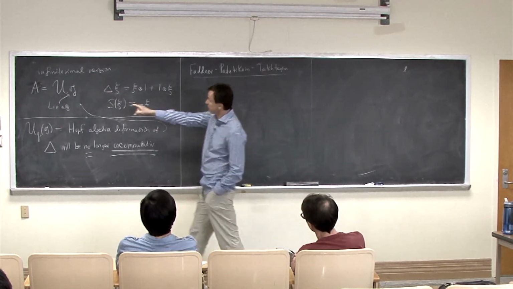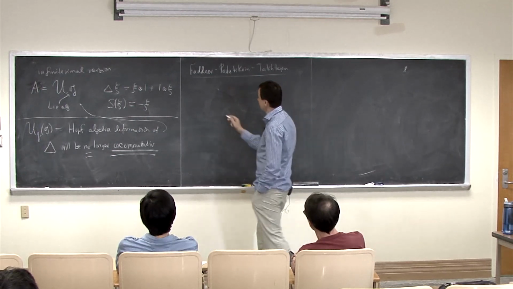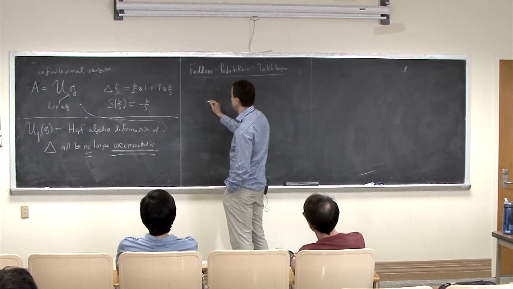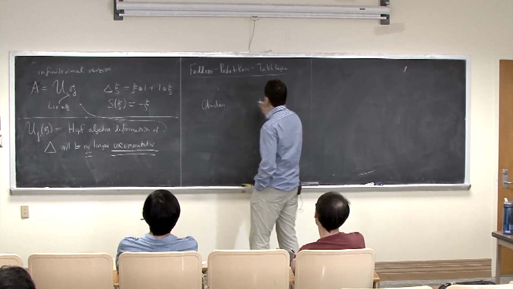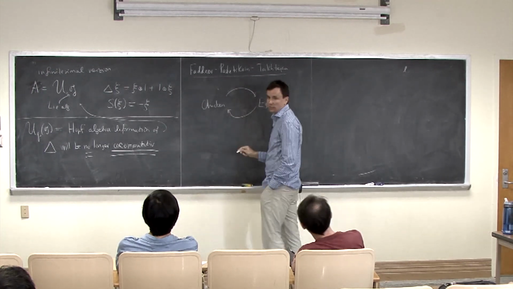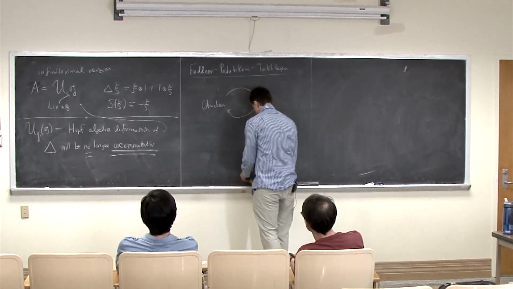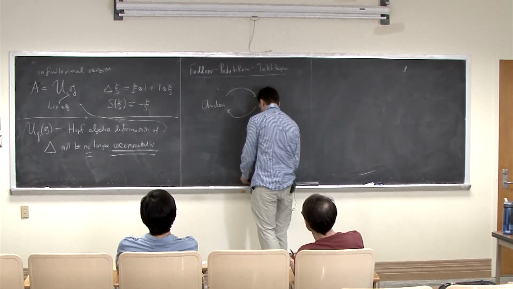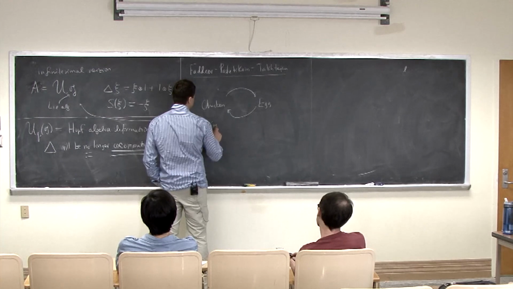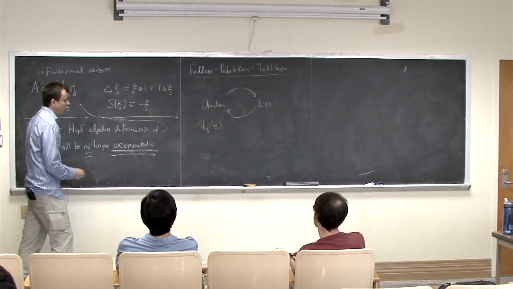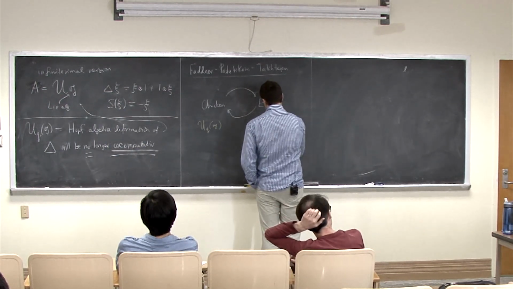The philosophy says, if I may be forgiven for giving you a slightly non-technical description of it, that there's a chicken and egg relation between the following two things. You can start with the algebra Uq of g. You can define it by generators and relations, and then out of this you may compute some object called an R matrix.